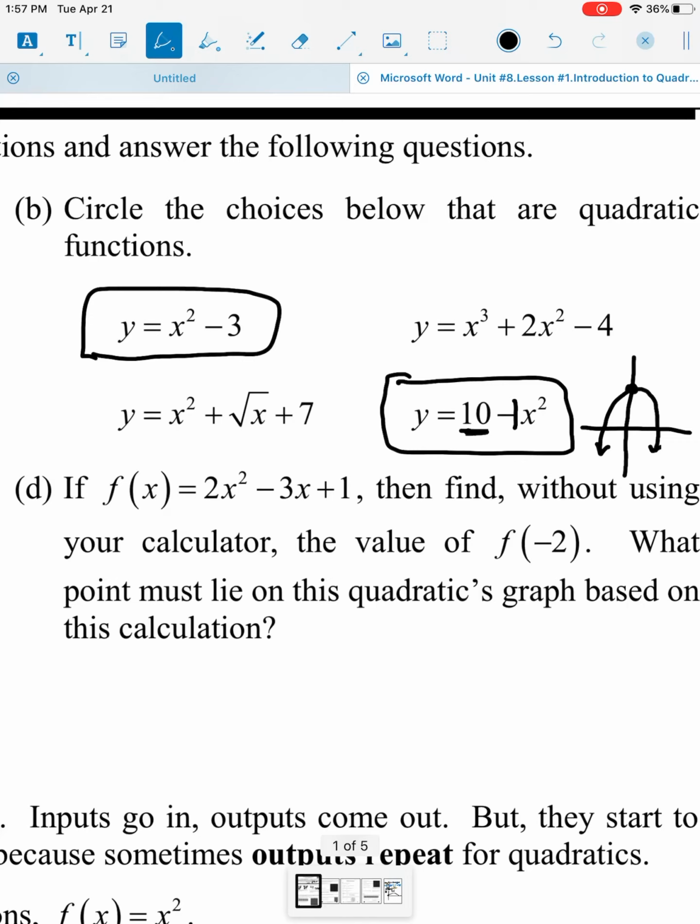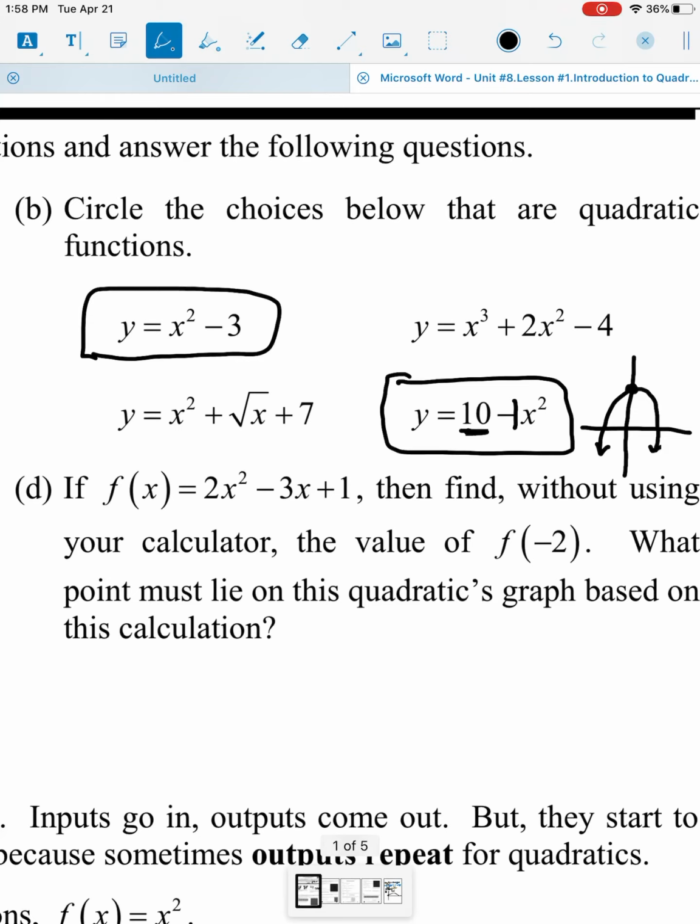But other than that, I can totally tell it's a parabola based on the fact that it has a leading coefficient and a leading term raised to the x squared power, or the second power. And then the other two are interesting.